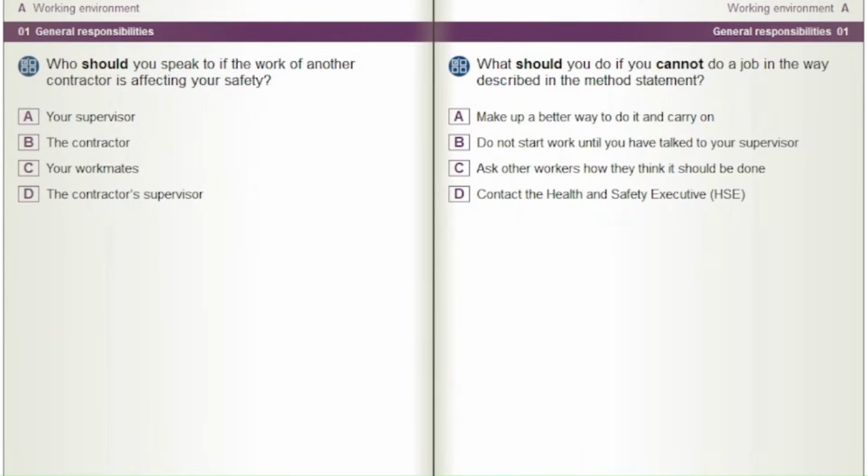Who should you speak to if the work of another contractor is affecting your safety? Your supervisor, the contractor, your workmates, the contractor's supervisor.